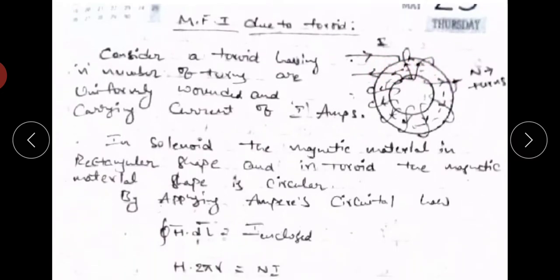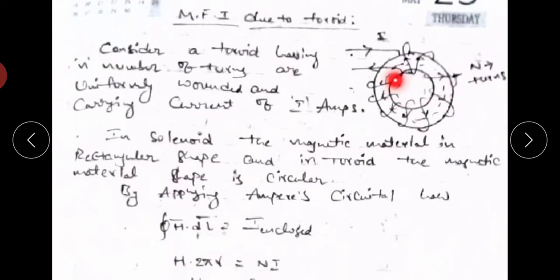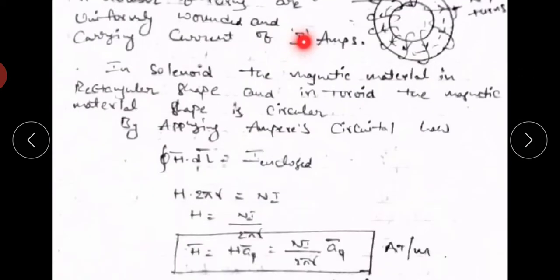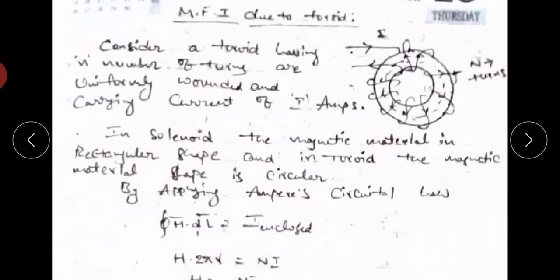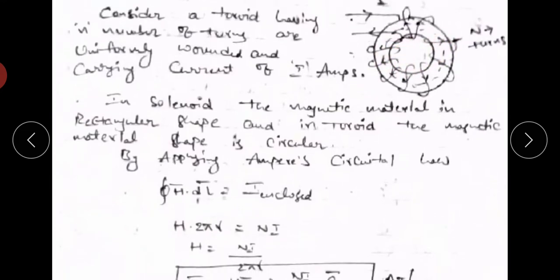So by applying Ampere circuit law, we can find the magnetic field intensity expression. First, draw an Ampere path. This dotted line circle indicates the Ampere path with radius equal to r meters. By applying Ampere circuit law, the formula is closed line integral of H bar dot dl bar equals I enclosed. Here the closed path is a circular path and its radius equals r meters.